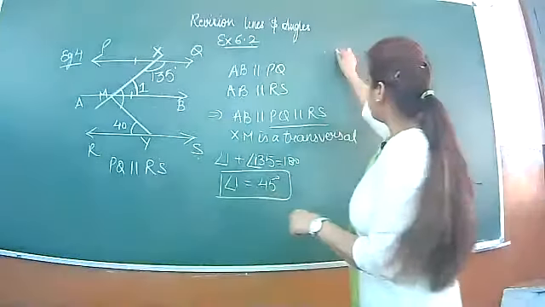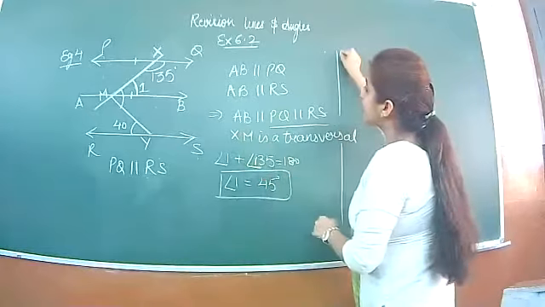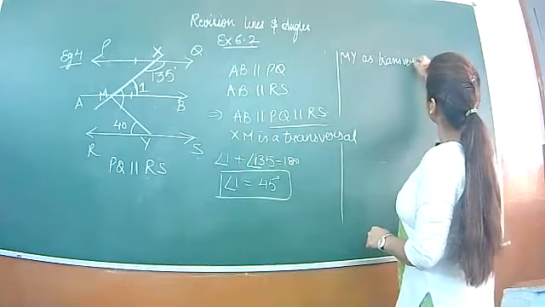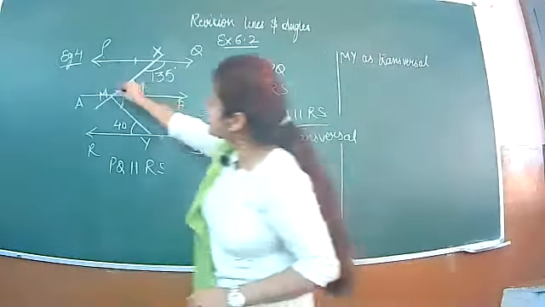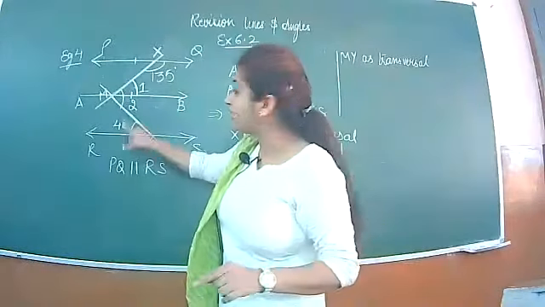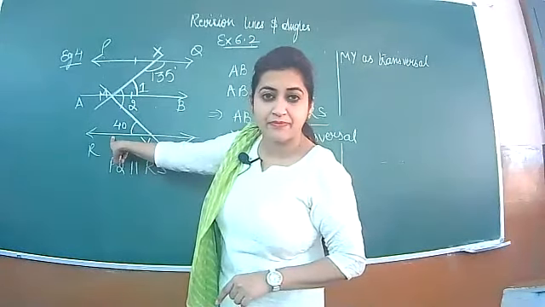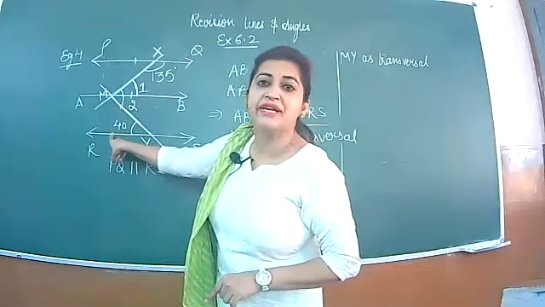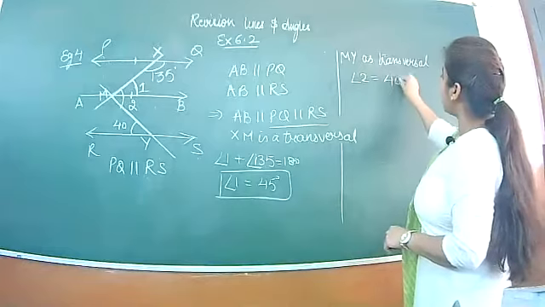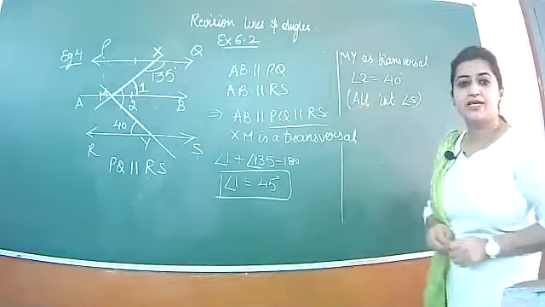In the same manner, lines are parallel. Instead of XM, if I take MY as transversal, can I take this angle as 2? And can I write angle 2 is equal to 40? Why is angle 2 equal to 40? They are alternate interior angles. Angle 2 is equal to 40 degrees by alternate interior angles. Is it okay?